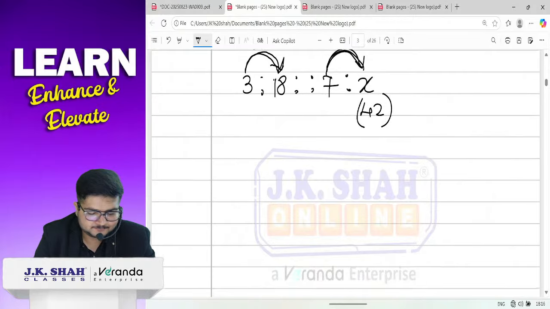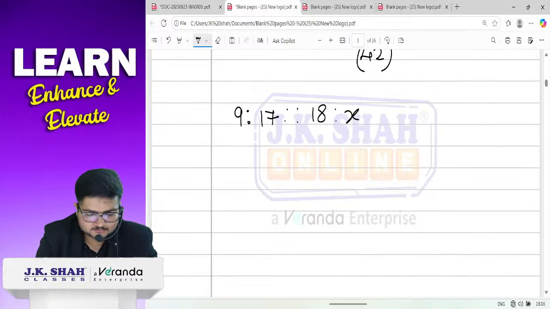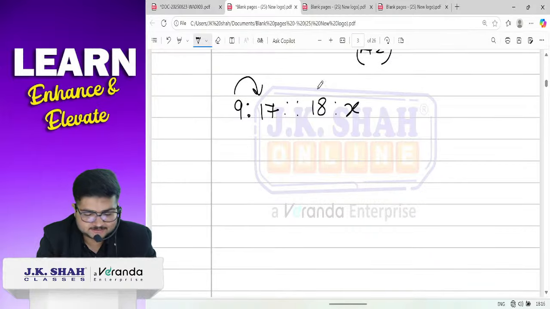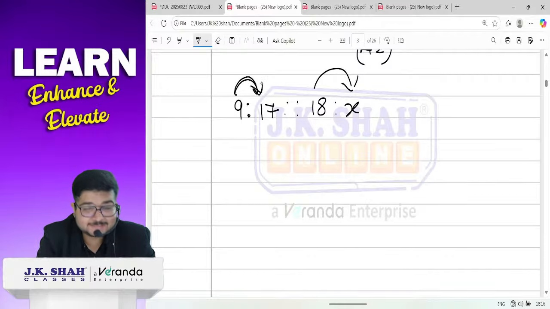Very simple. Now if the sum is asking you such a question, so now again, how to solve? Are these related? If it is related, then the same relation will be applied to these numbers. Are these related by multiplication or division? If I multiply any number by 9, will I get 17? No sir, they are not related by multiplication or division.